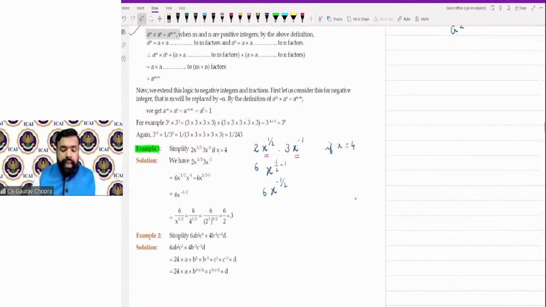So it becomes x to the power of minus half. Now it can also be written as 6 upon x to the power of half. Now what is the value of x? It is 4. Let us put the value 4. Now power half means square root. So what is the square root of 4? It is 2. So 6 upon 2 is equal to 3.